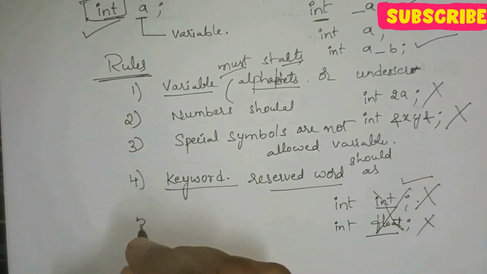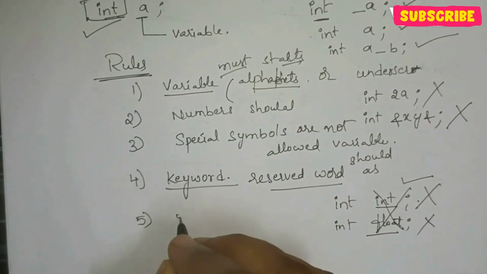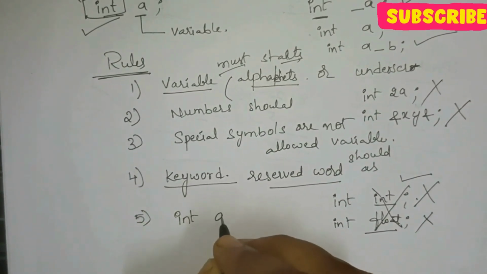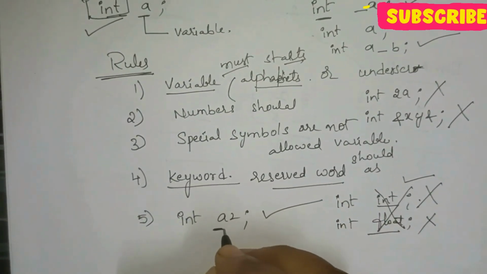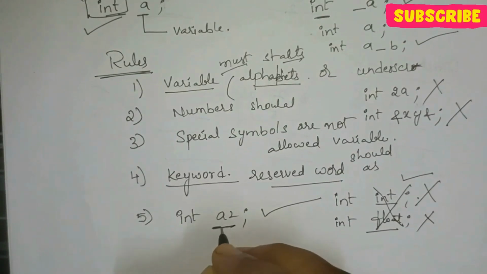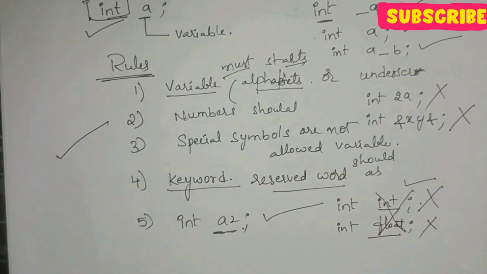A variable can be an alphanumeric combination, which means I can also declare a variable like a2. Since this is valid, it should not start with a number, but at the end you can give numbers. This is all about variables.